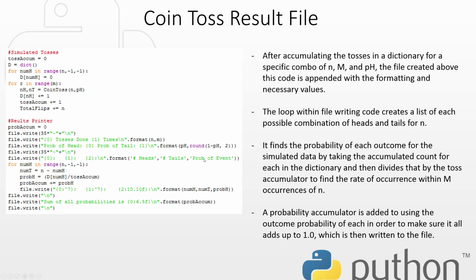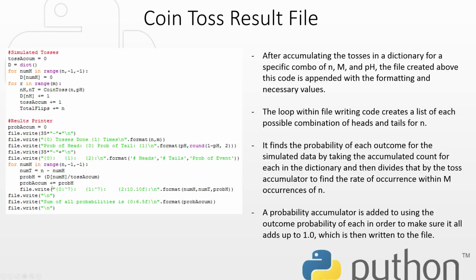Then under heads, tails, and probability of event, it has a loop which goes through for each possible combination of heads and tails. It creates the probability of that heads within the simulation by taking the accumulated value of that number of heads within the dictionary and then dividing that by the toss accumulator, which is the total number of tosses within this set of parameters.